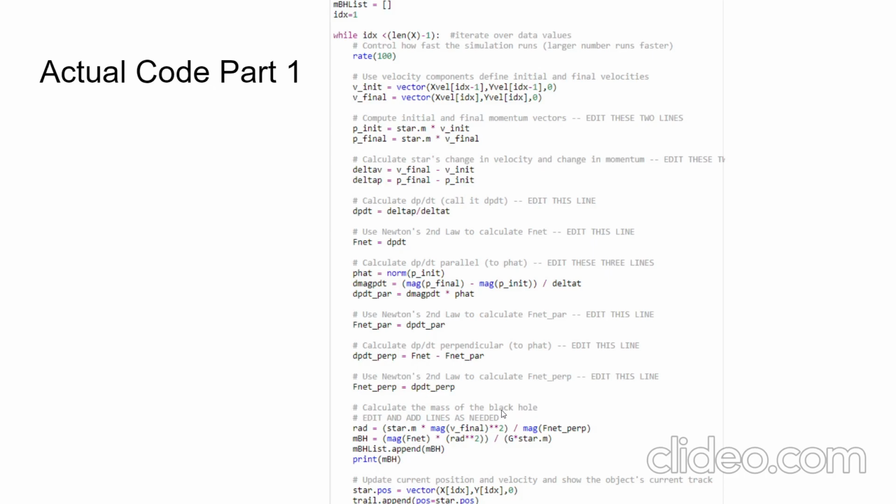And to calculate the mass of the black hole, we find the radius, and we find the mass of the black hole is equal to the magnitude of F net times the radius squared over G times the mass of the star. And then right here, we're just finding the average of the mass of the black hole.